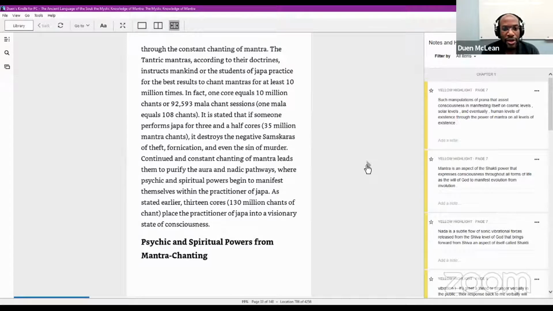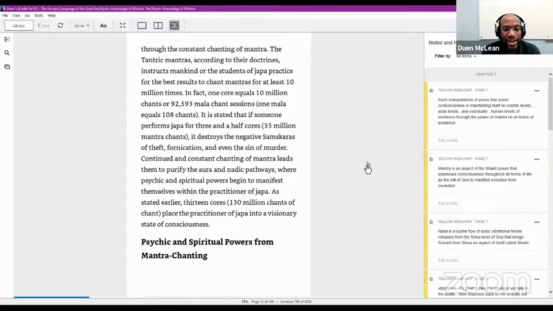The tantric mantras, according to their doctrines, instruct mankind or the students of japa practice, for the best results, to chant the mantra for at least 10 million times. In fact, one core equals 10 million chants, or 92,593 mala chant sessions. One mala equals 108 chants. It is stated that if someone performs japa for 3.5 cores, 35 million mantra chants, it destroys the negative samskaras of theft, fornication, and even the sin of murder.